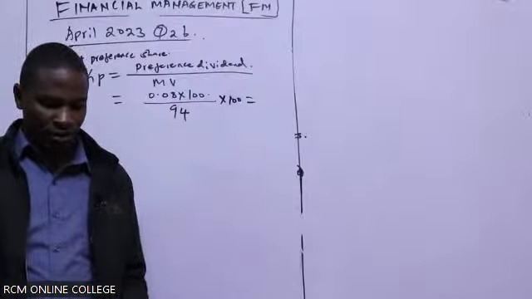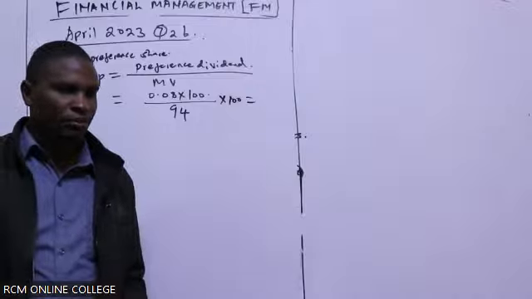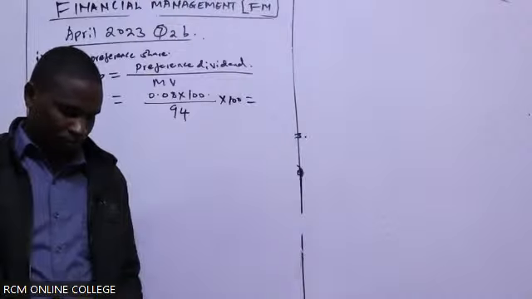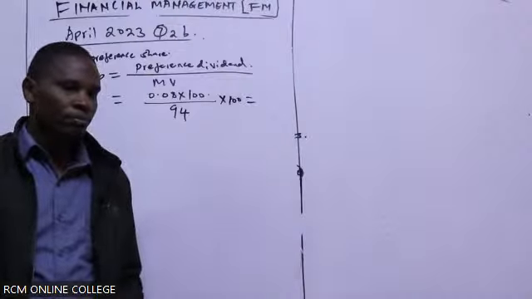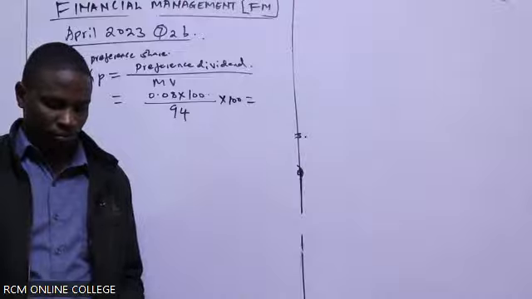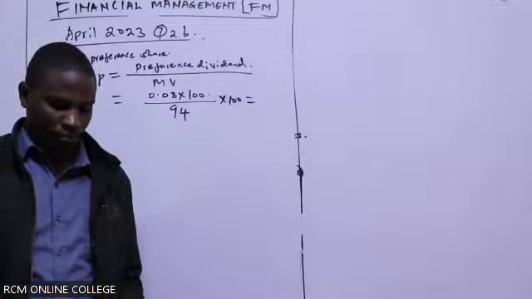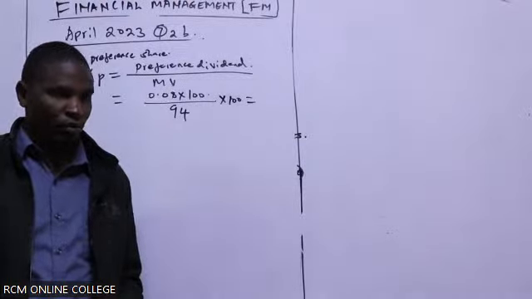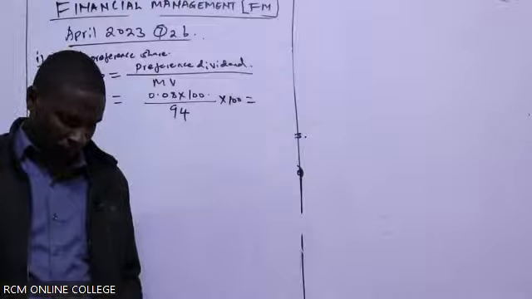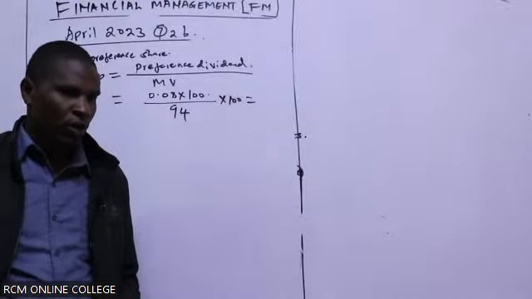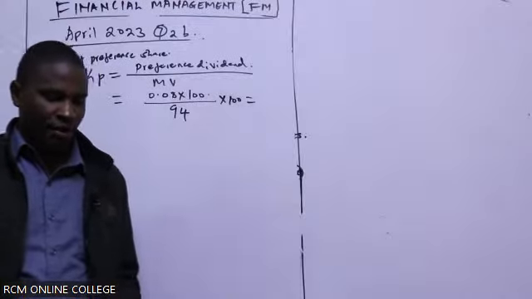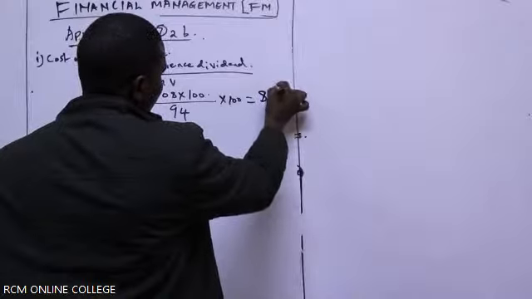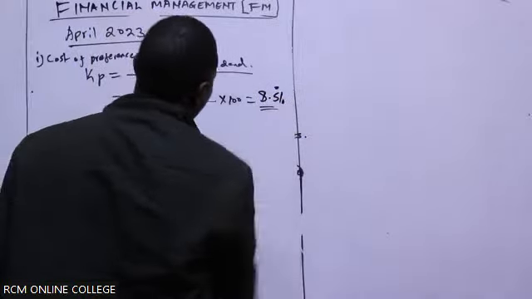Then we go to KD or KE. What is our KP? What do you get? Write that down. The cost of preference share is 8.51%. Now we're done with that.